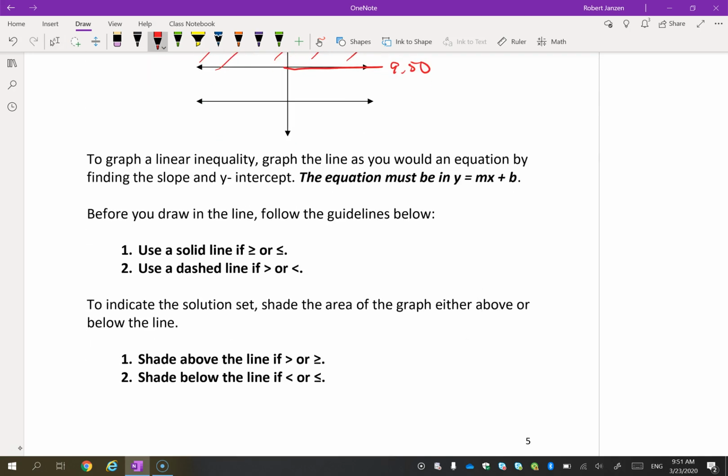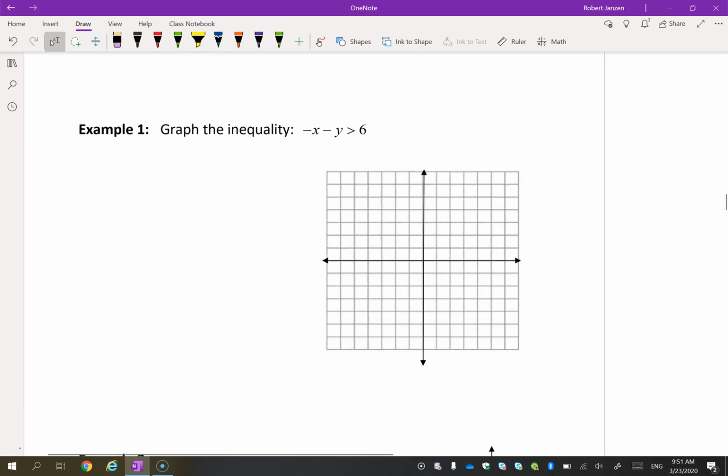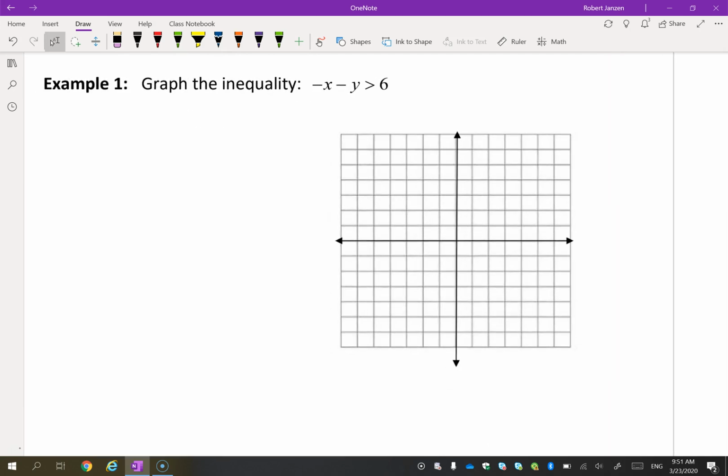All right, and that explains that here. Now the question is where to shade. Generally speaking, we shade above if it's greater than, and below if it's less than. But you'll see sometimes that's not perfectly obvious. So let's try a question. Okay, we're supposed to graph this inequality. Well, what do you want to do? The two-intercept method or slope-intercept method?